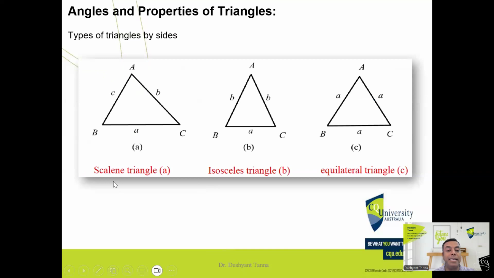Now from the sides, if all the sides are equal, right? We call it equilateral, all of them equal. If two of them are equal, we call it isosceles. And if none of them are equal, we call it scalene triangle. Okay.